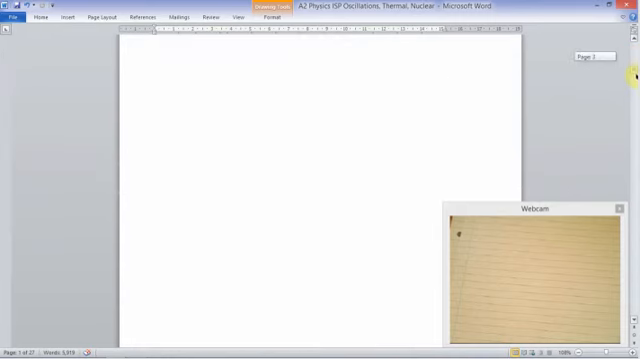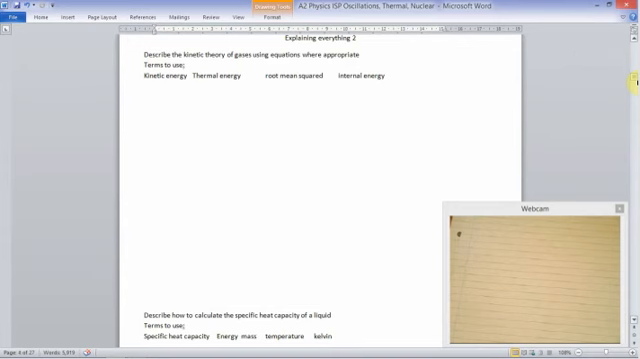So in terms of the explaining everything task, it's pretty straightforward. We need to describe kinetic theory of gases, or kinetic theory of heat, I guess would be a better phrase for it, using equations where appropriate. So the key thing to really do is to link the idea of kinetic energy and thermal energy and say that they're linked and give the equation by which they're linked, which I'll show you in a second. Also, in here is a root mean squared, but the mean squared part of it is key, as that's part of the equation that links kinetic and thermal energy.